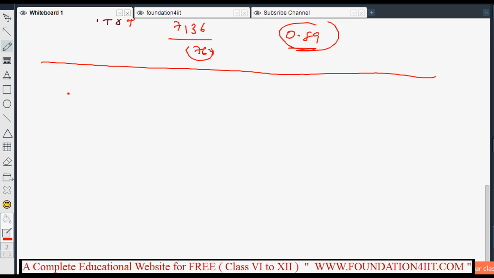If it is an integer or natural number. Let me give one more example. For example, find the square root of 3 correct to 2 places of decimal. So root 3. That means you can take 3.000.